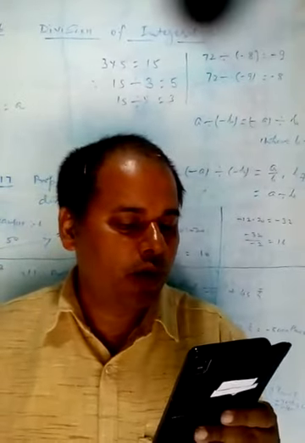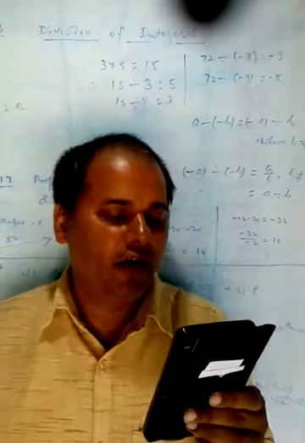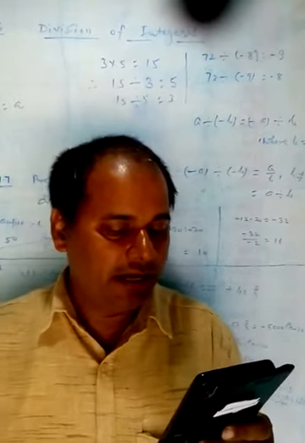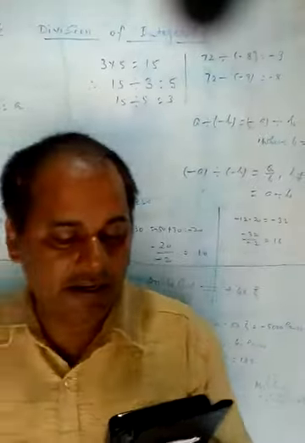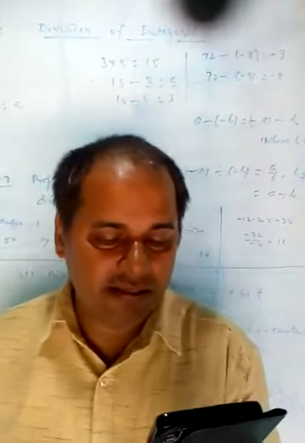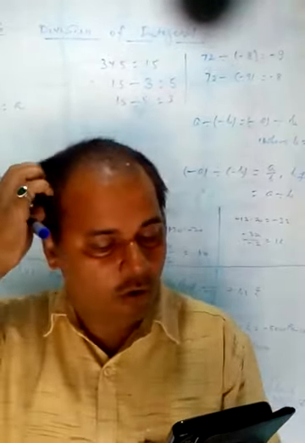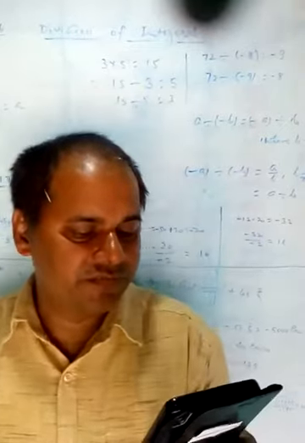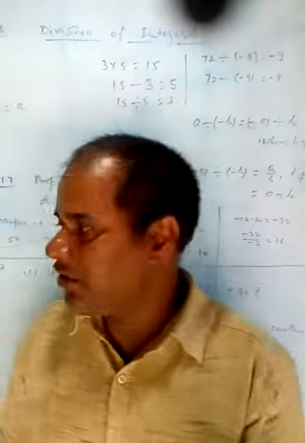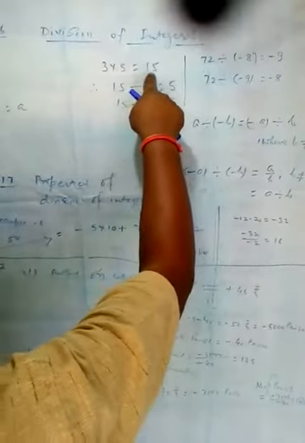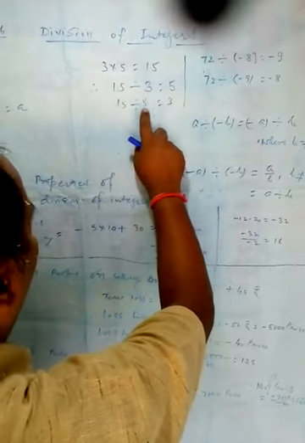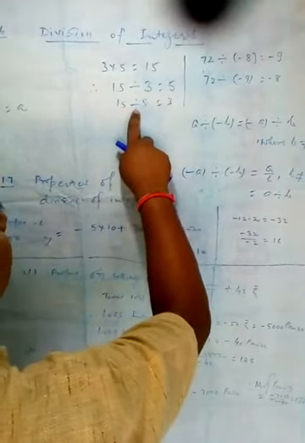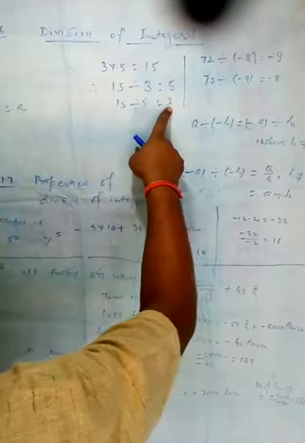Next topic is 1.6 division of integers. We know that division is the inverse operation of multiplication. Let us see an example for whole numbers. Since 3 into 5 is equal to 15, 15 divided by 3 is equal to 5, or 15 divided by 5 is equal to 3.